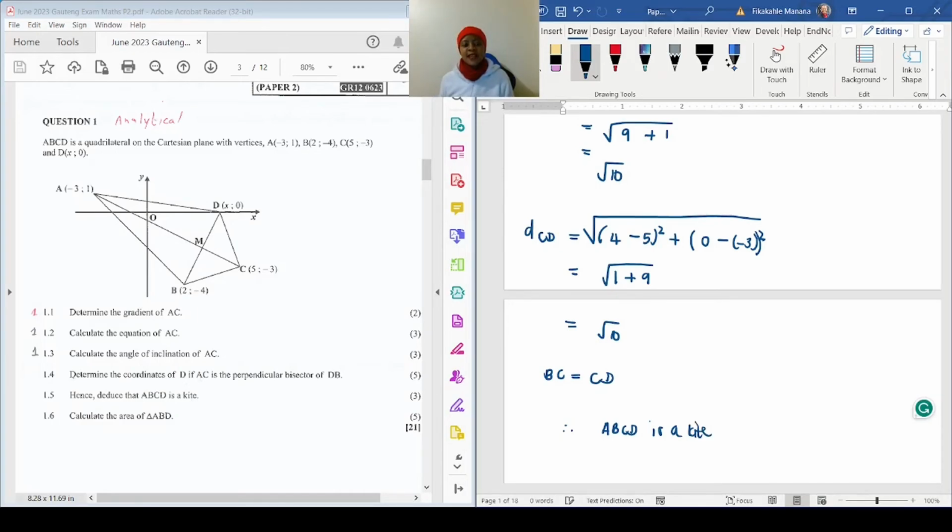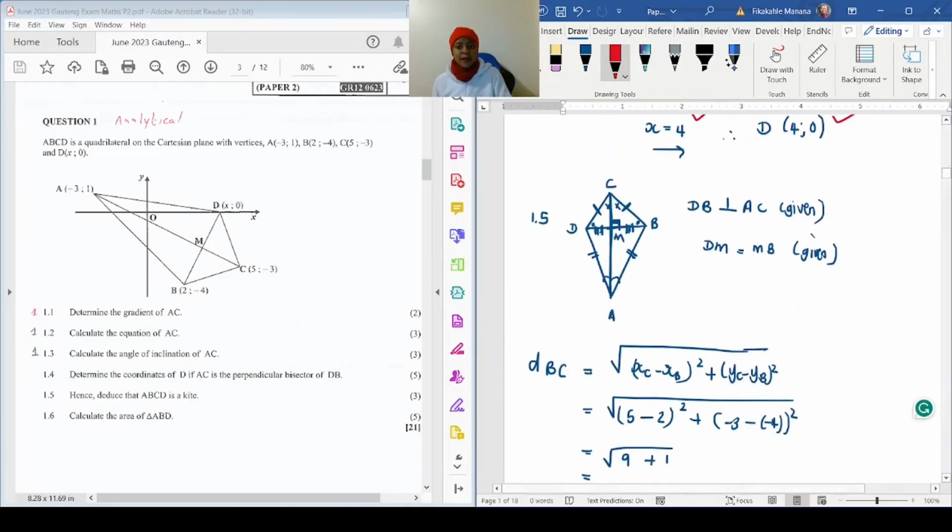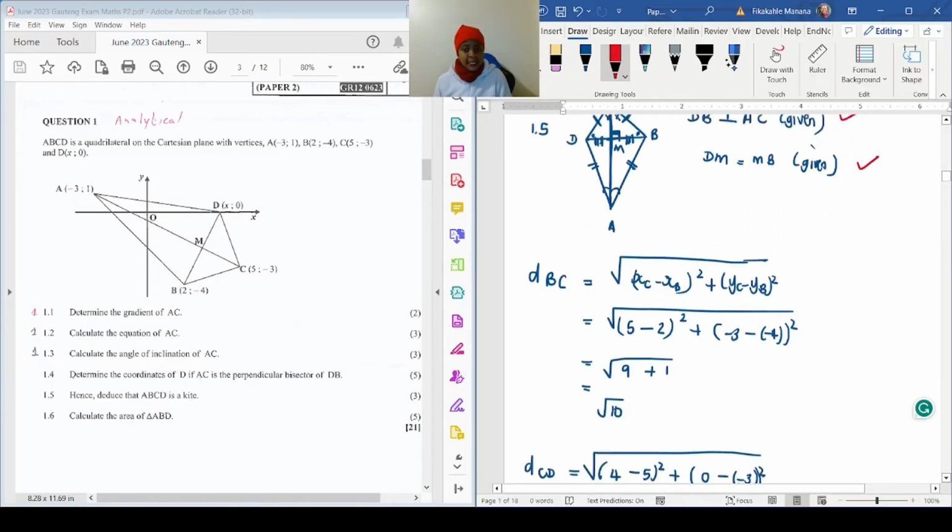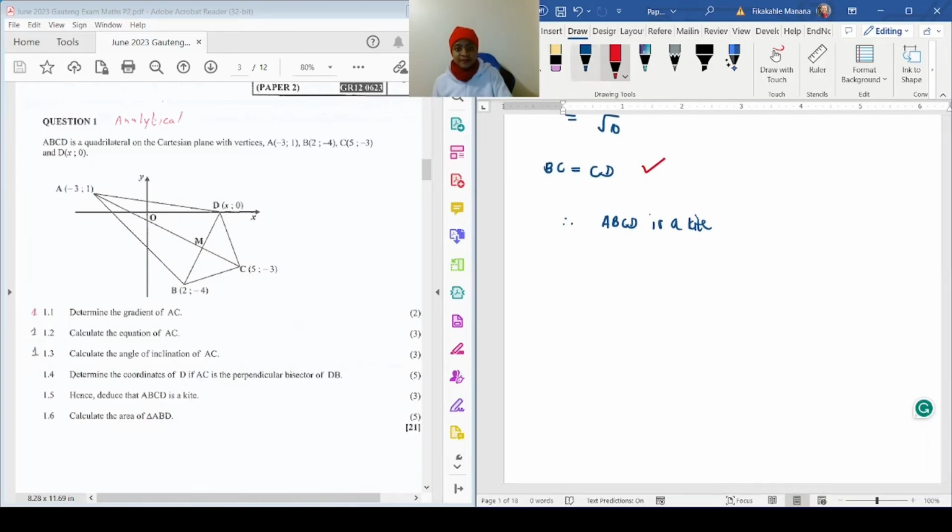And I must say that if they say hence, it means the previous question, you need to use that answer in order to determine the following answer. Use the information that you already know in order to get the next answer. So by showing that two sides are equal, you get a mark. And probably also using what has been given, based on the previous question 1.4, that's where you also get marks. And then that's where you get your 3 marks.